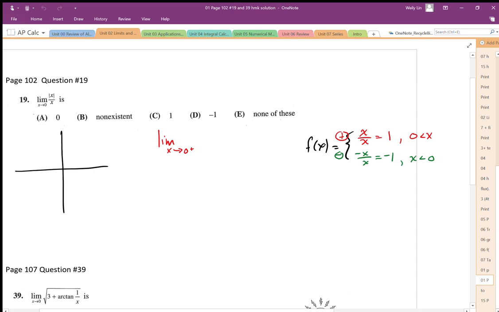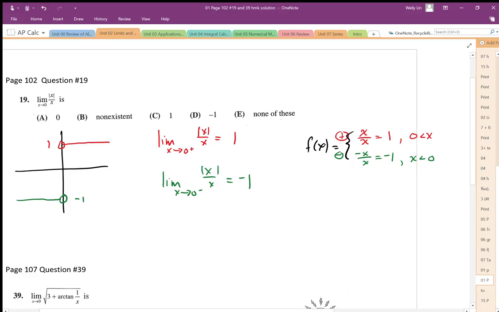As I approach 0 from the negative side, it's going to be headed towards negative 1. As I approach x is 0 from the positive side, it's going to follow the positive version of this graph and hit positive 1. So the limit as x approaches 0 from the positive side of absolute value of x over x is going to be equal to 1. And then the limit as x approaches 0 from the negative side of absolute value of x over x is equal to negative 1.